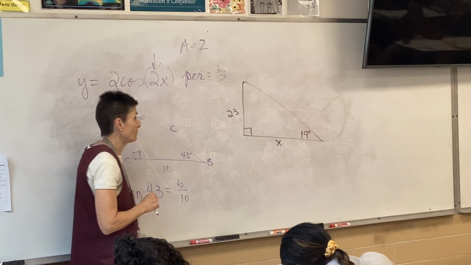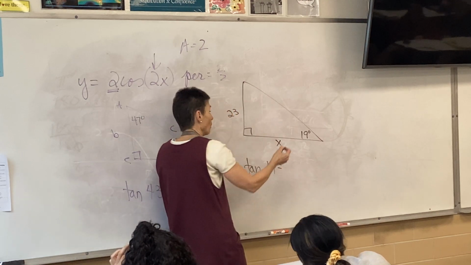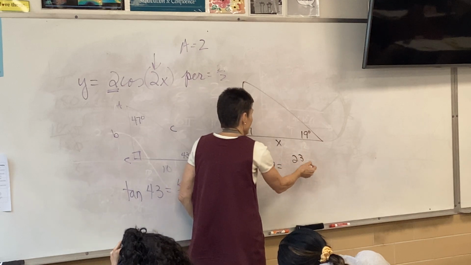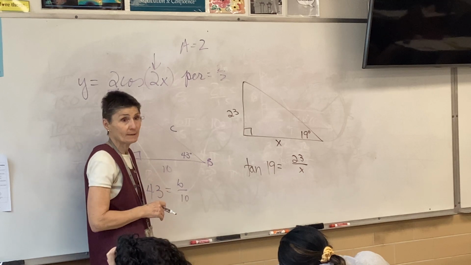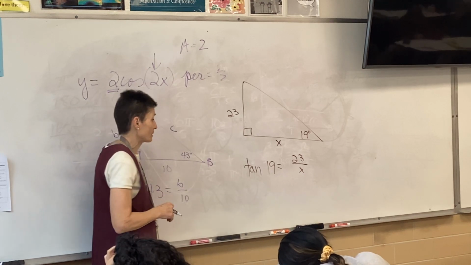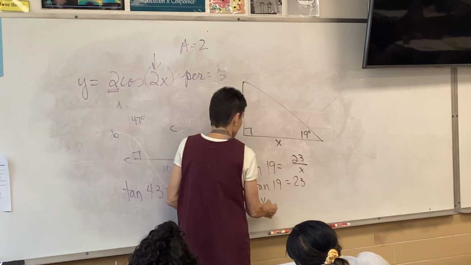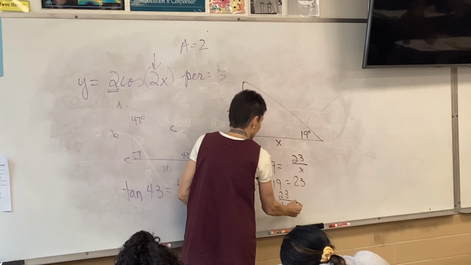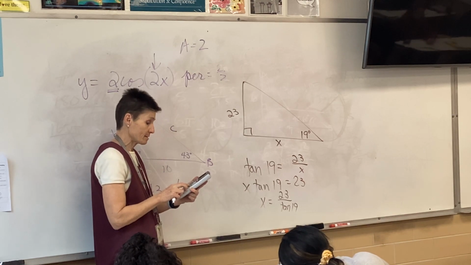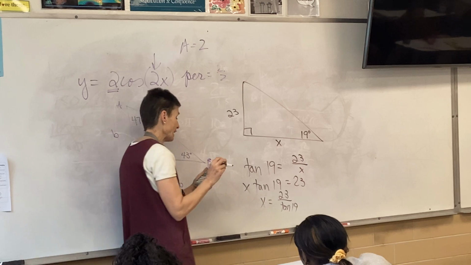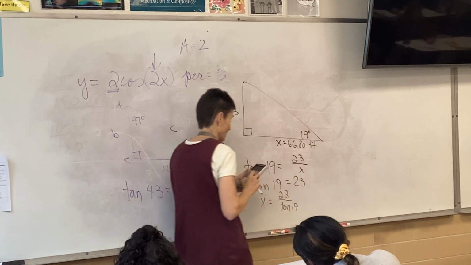SOHCAHTOA, pick a function. What function are you going to use? Tangent. Why are we using tangent? Because all we've got is opposite over adjacent. Hypotenuse is not involved in this problem. Multiply by x. Divide by tan 19. And there we go. 23 divided by tangent 19. I'm in degrees, which is how I need to be. I got 66.80 feet. Anybody agree with that?